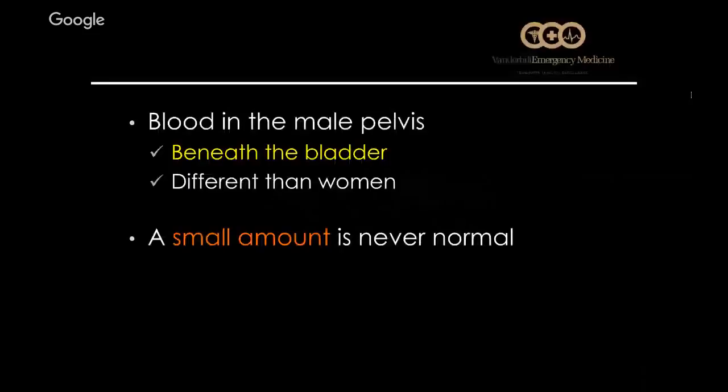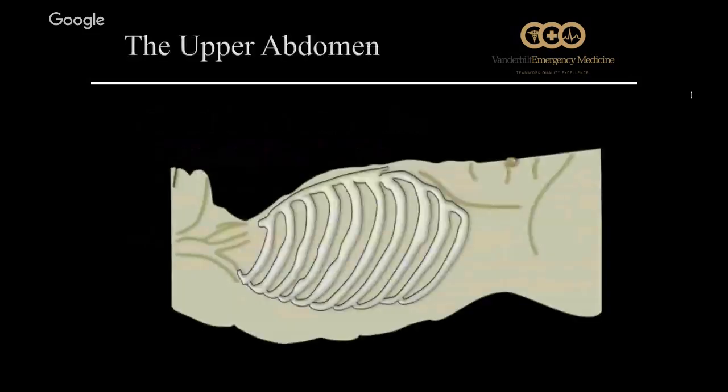Okay, we can move forward to the male pelvis. So slightly different now, we're going to be looking in the rectovesicular space, so that space between the bladder and the rectum. Any amount of free fluid is going to be abnormal, never normal in a male. So same approach, sagittal orientation, probe marker up towards the head, just above the pubic symphysis.